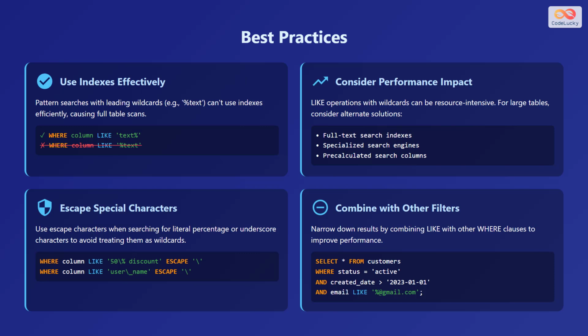Finally, narrow down results by combining LIKE with other WHERE clauses to improve performance. For example, select * from customers where status = 'active' and created_date > '2023-01-01' and email like '%@gmail.com'.